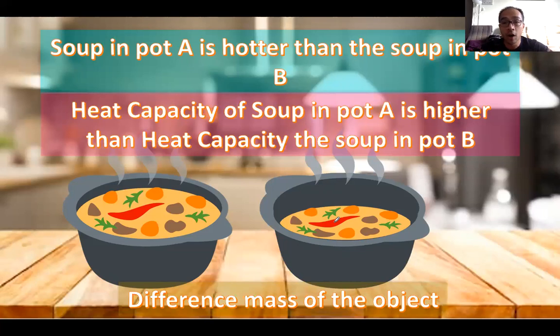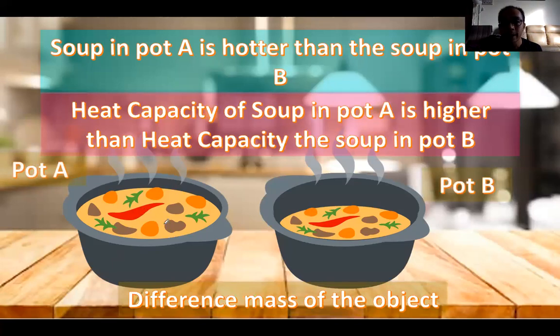Okay, and that is because this one takes a long time for the suhu to turun, because the heat capacity is more. So when you think about heat capacity, try to avoid thinking about getting hotter or getting cooler. Best to think about whether the temperature increases faster or slower, or decreases faster or slower. So in this case, we find that the soup in pot A takes a longer time to cool down. That's why we say the soup in pot A is hotter.